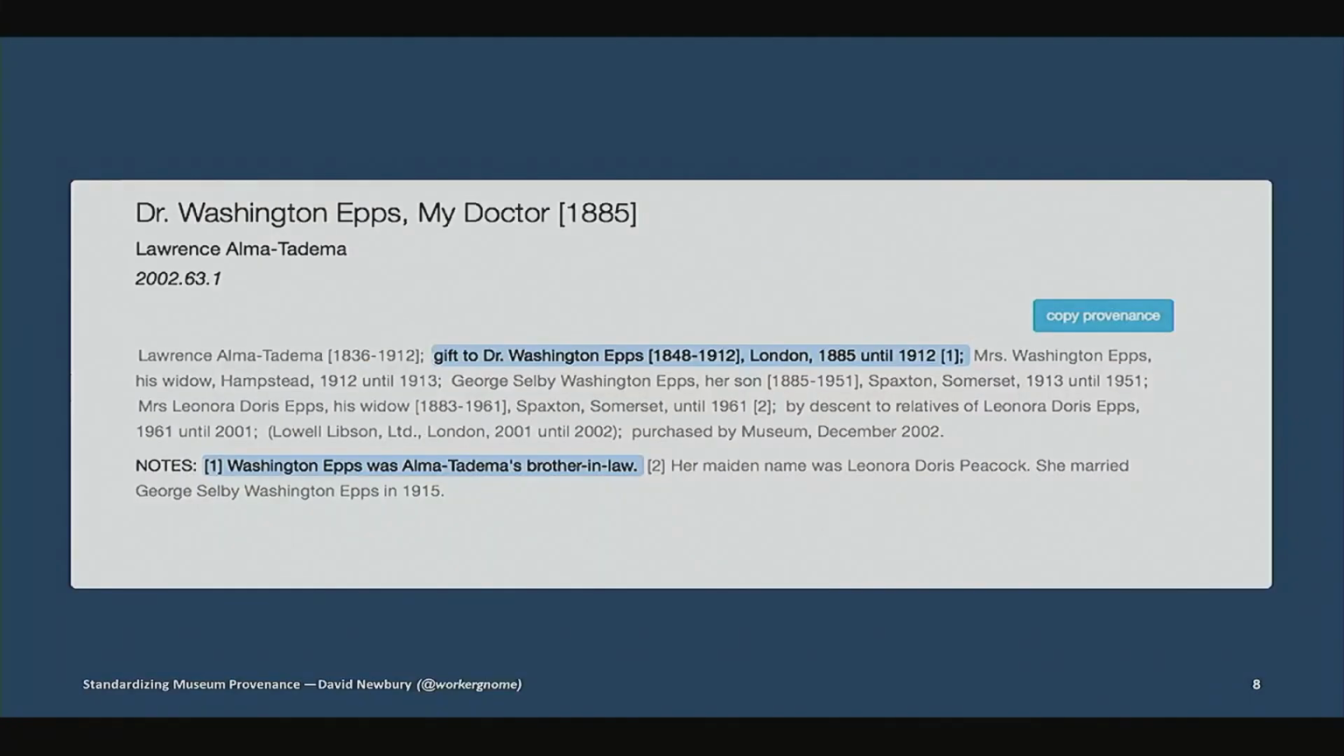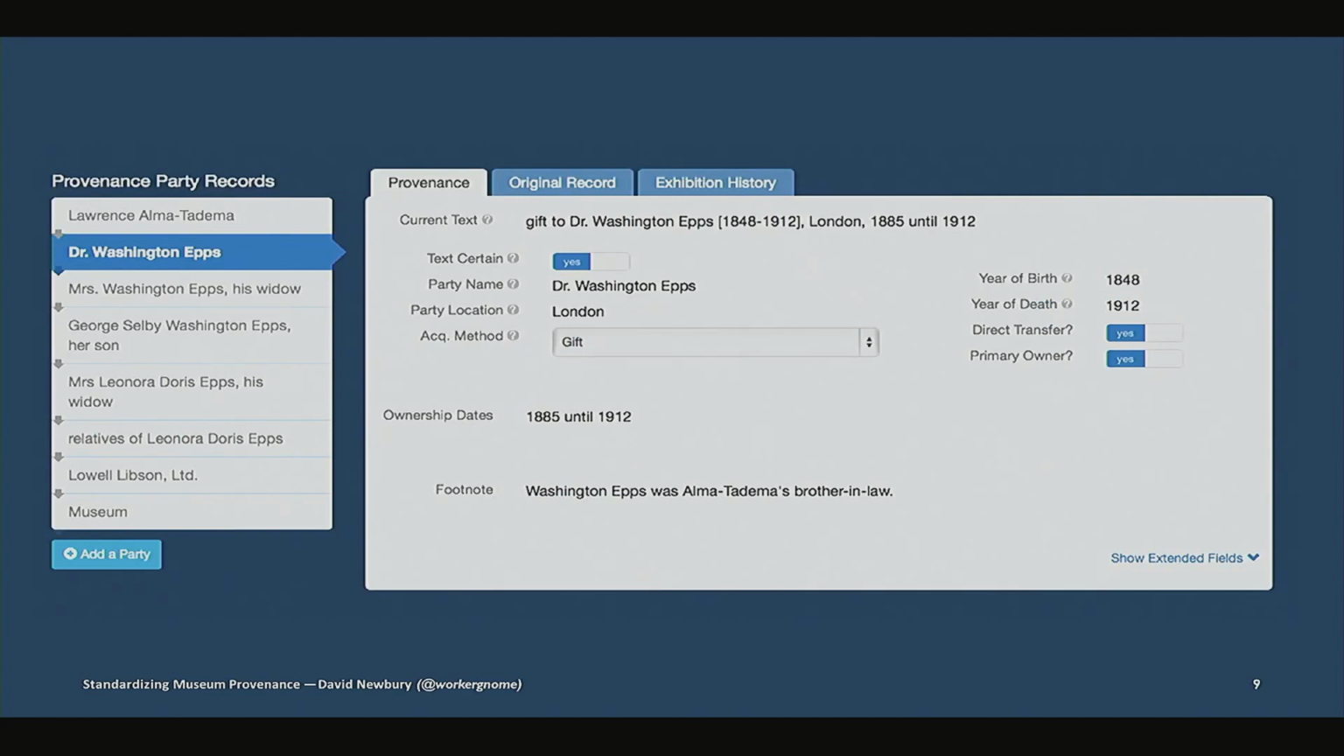First, it lets us represent it as that paragraph of text with each of the periods of ownership and their associated notes pulled together. And this is how the traditional researcher looks at provenance and how they understand it. It also gives us a form, fields like this, where you can say, I want to change the party location and change it from London to Paris, or from London to New York, or change the acquisition from gift to purchase, or to bequest. And this is a quicker way for people to edit provenance.